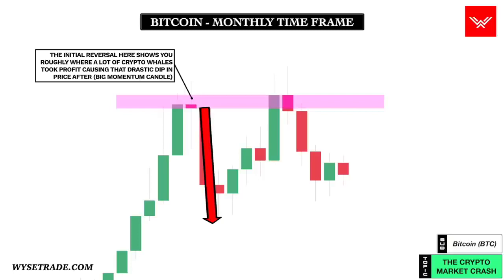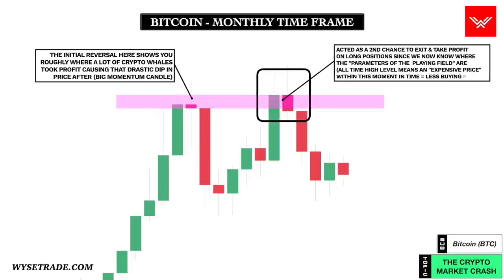So the initial reversal here shows you roughly where a lot of whales initially took profit, causing the drastic dip. Then this second move back up to the all-time high price acted as a second chance for traders to close long positions, as now they know where the parameters of the playing field are. Now let's pull up the weekly time frame and put it beside this one.